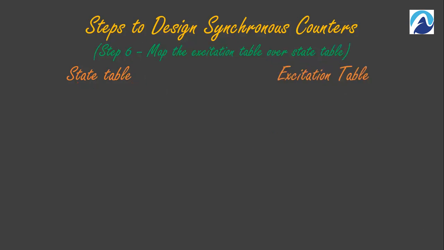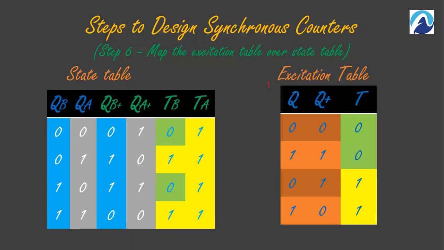The next step is we need to map the excitation table over the state table. We have the excitation table of the T flip-flop, which we designed in the previous steps, and we have the state table till here. The first 4 columns are QB, QA, QB plus, QA plus. This is the state table. And we need to do the mapping of this excitation table over the state table for each flip-flop.